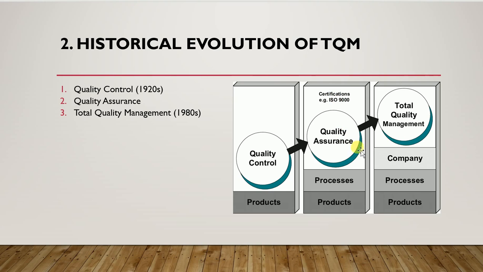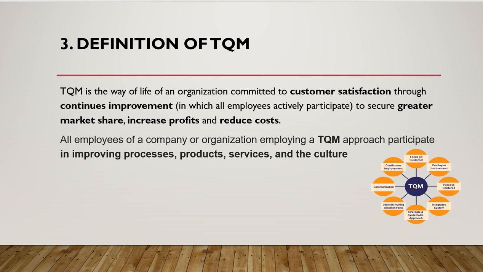Then in the 1980s, the total quality management concept was introduced, and it not only focused on improvement of products and processes, but also included improvement of the whole company, so that if the whole company, which means all organization, all employees, all processes have improved, that will eventually result in good quality products and services. The definition of TQM is that we can say this is the way of life of an organization committed to customer satisfaction through continuous improvement.